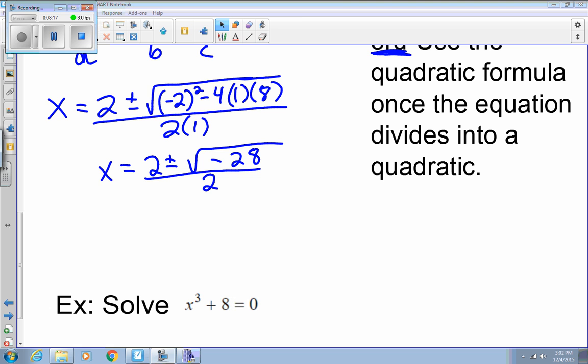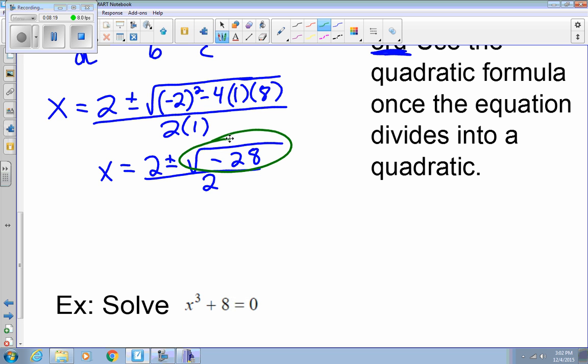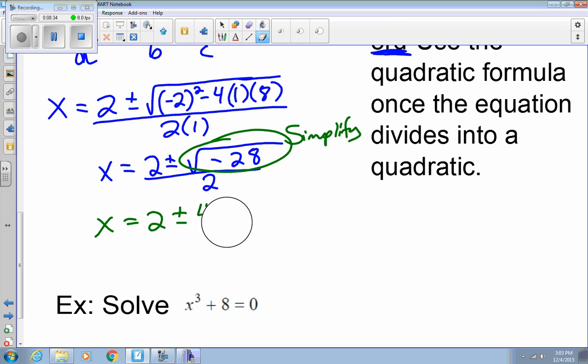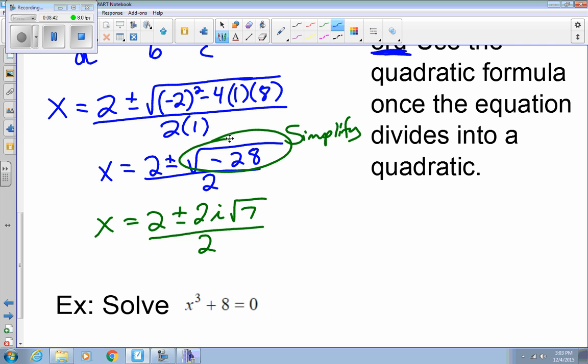Now we need to simplify the square root of negative 28. A lot of you have done this. You do it with the trees. Square root of a negative is I, and it's going to come out to be actually 2I square root of 7 over 2. And then you can simplify this further.